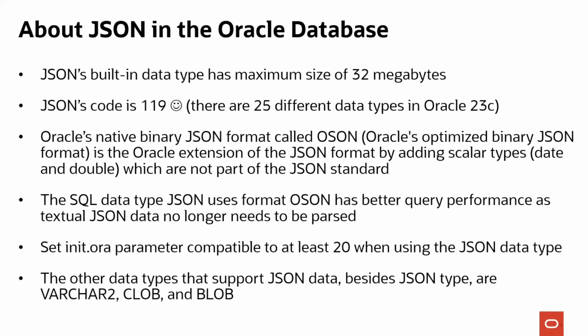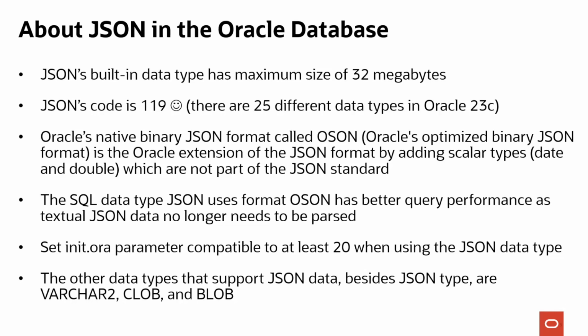What it means is that you can have at most 32 megabytes of data, and it's a different data type in the Oracle database. As you know, in most of the databases, there are different data types. There is number, there's date, there is character, in Oracle called varchar. And in the Oracle database, as of now, there are 25 different data types. So for now, JSON is the newest data type.